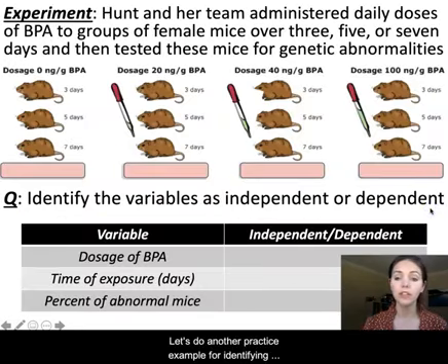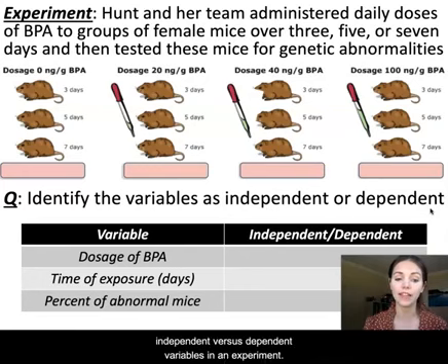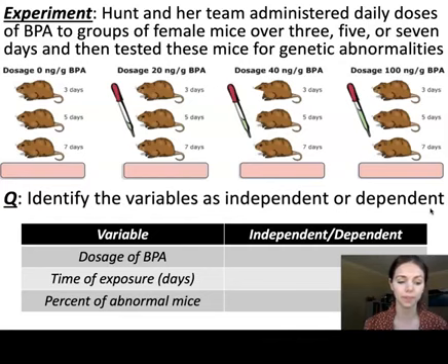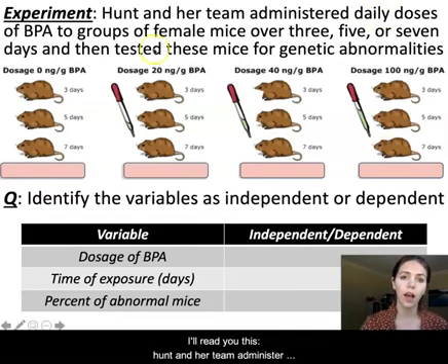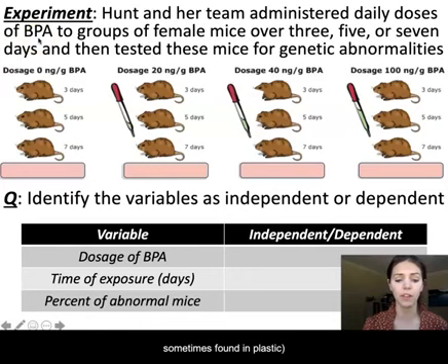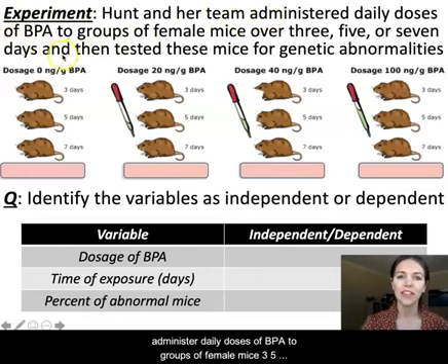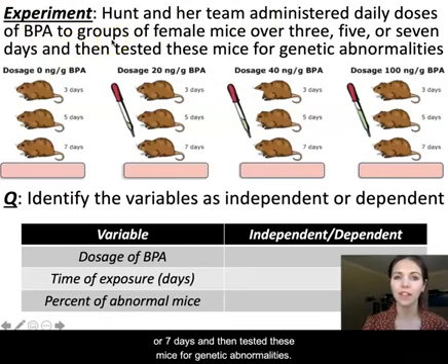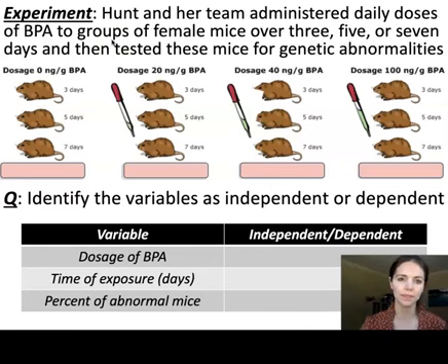Okay, let's do another practice example for identifying independent versus dependent variables in an experiment. So I'll read through this. Hunt and her team administered daily doses of BPA, and BPA is an industrial chemical that's sometimes found in plastics, FYI. They administered daily doses of BPA to groups of female mice over 3, 5, or 7 days, and then tested these mice for genetic abnormalities.